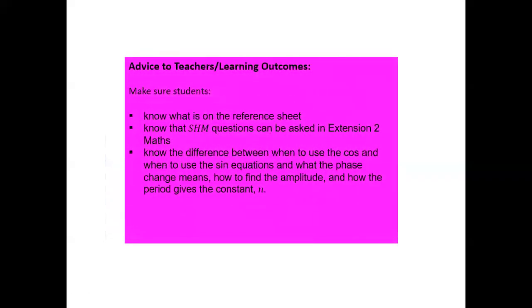Advice to the teachers about this part is students should know their reference sheet pretty well, what's available there and what is not, so that they can commit to memory what isn't. They also should know that simple harmonic motion is now in Extension 2. It was in Extension 1 in the old syllabus. And also know the difference when they use a sine or cos function, so that it makes the working out easier.